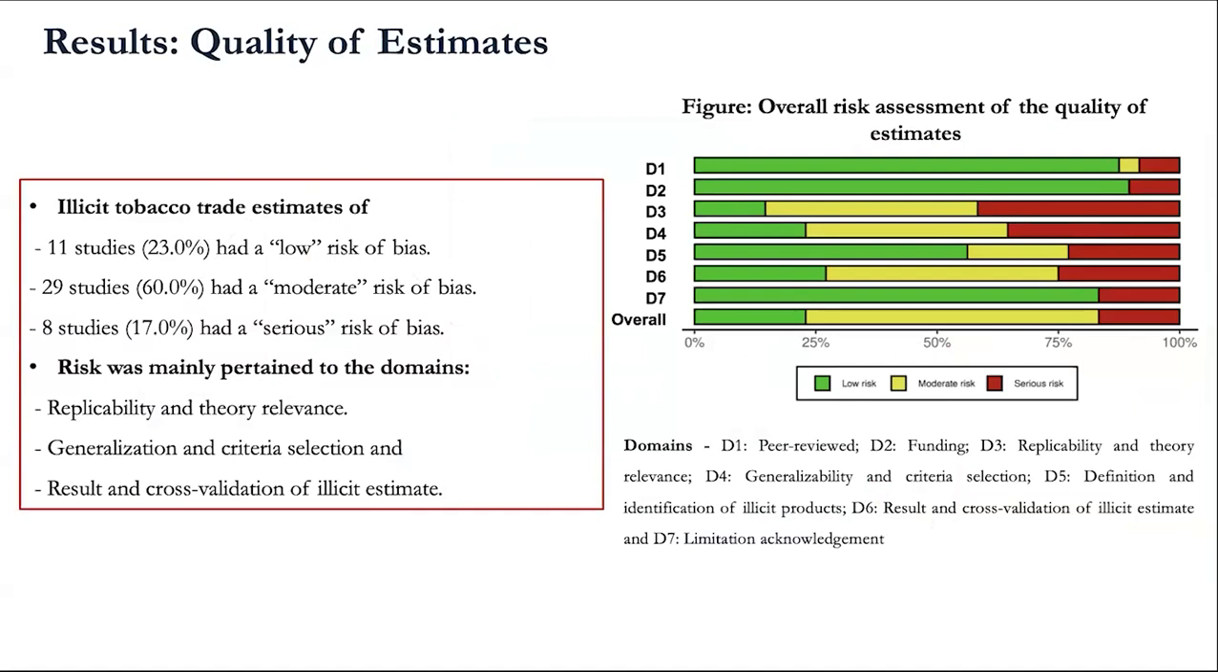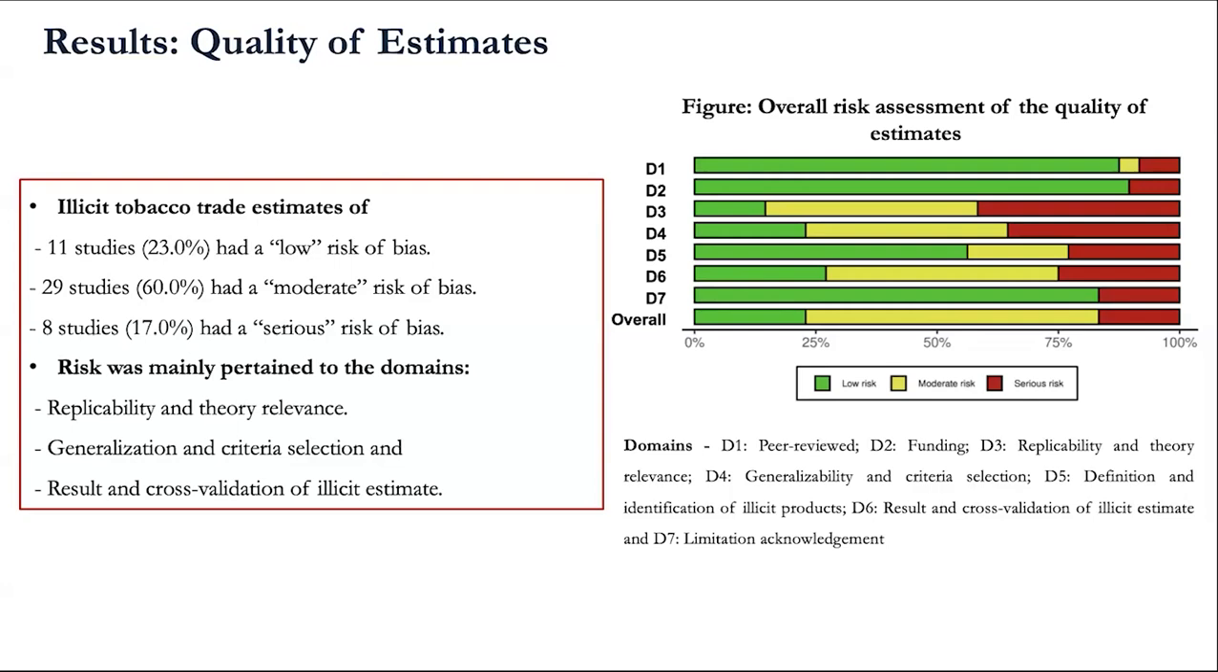That means 23% of the studies included had a low risk of bias, and the average score of those studies was actually 25.09. And there were 29 studies, that means 60% of the included studies had a moderate risk of bias with an average score of 17.74. And there were 8 studies, that means 17% of the included studies had a serious risk of bias with an average score of a little above 10.